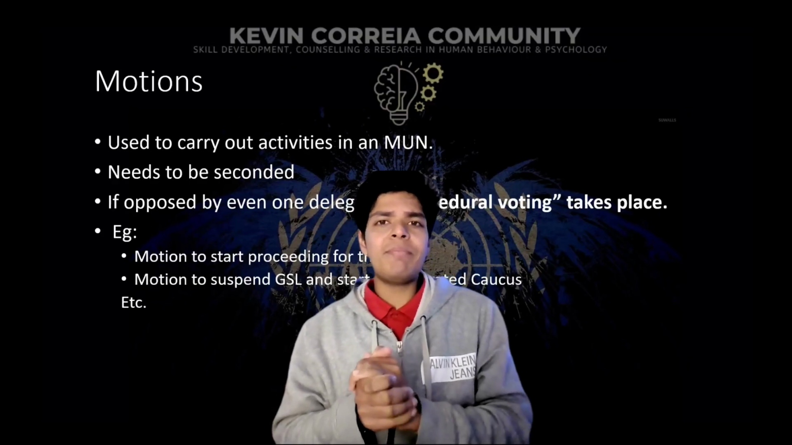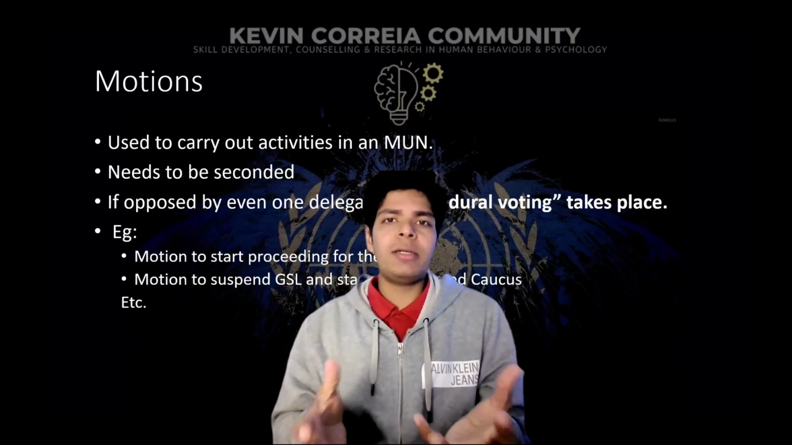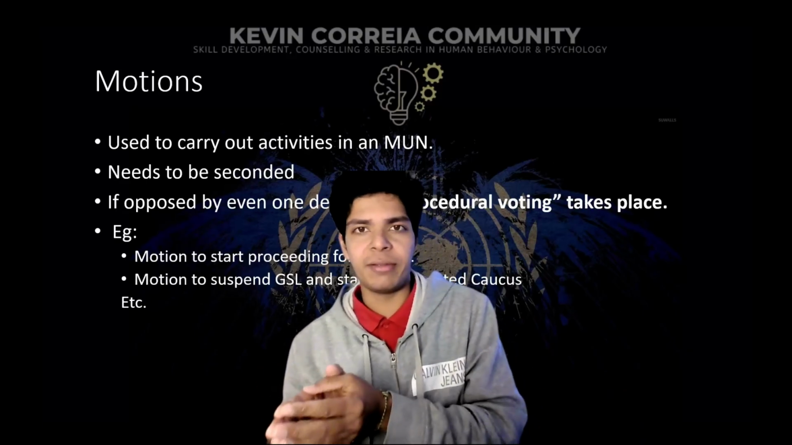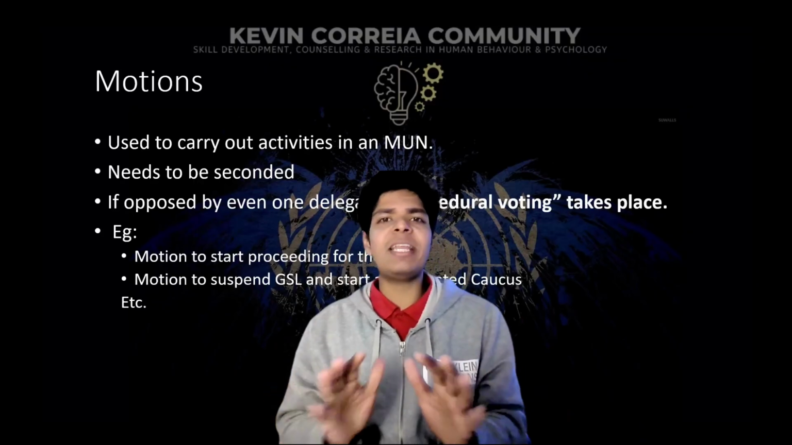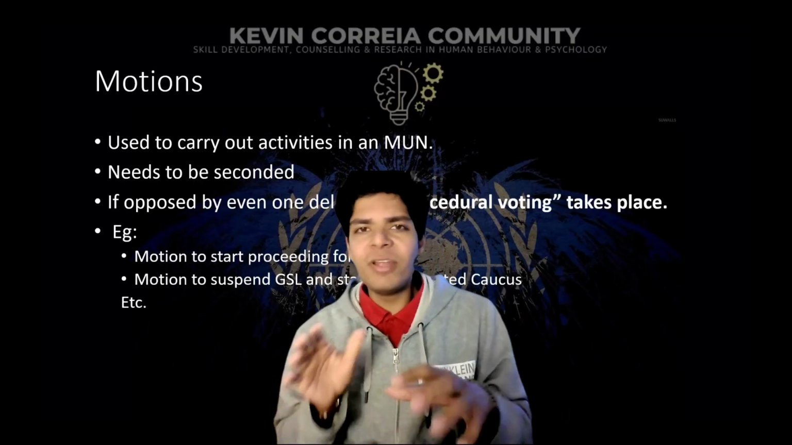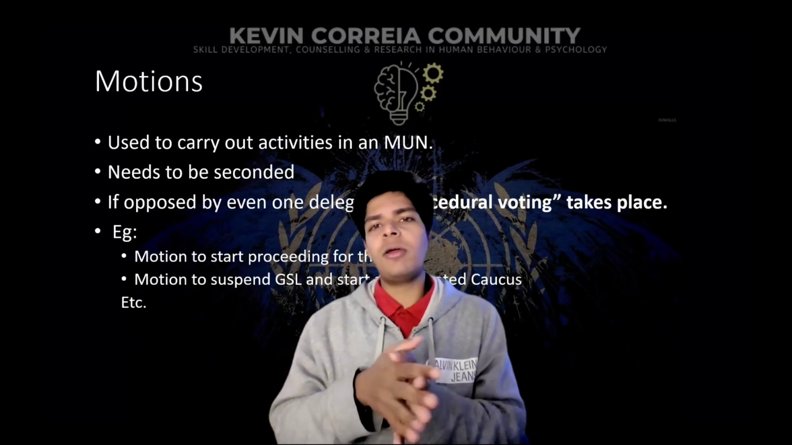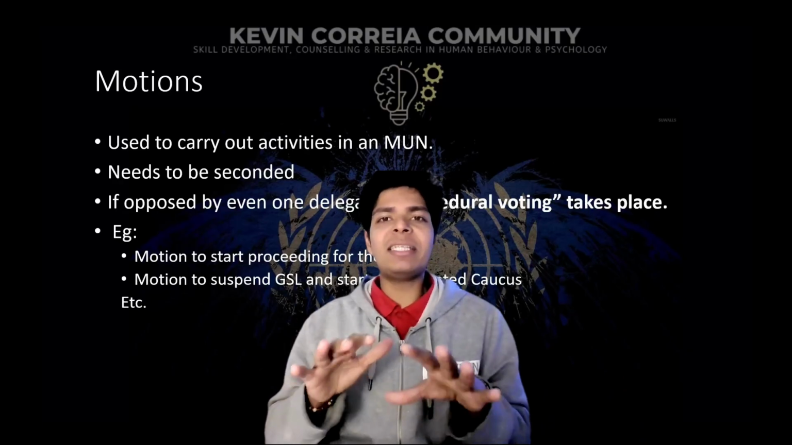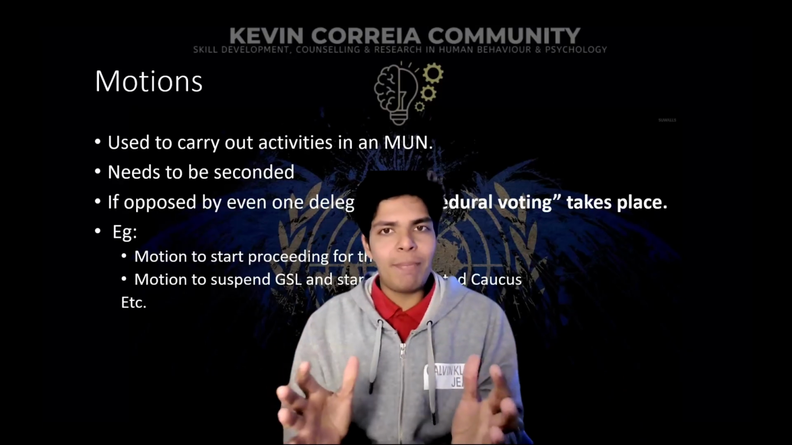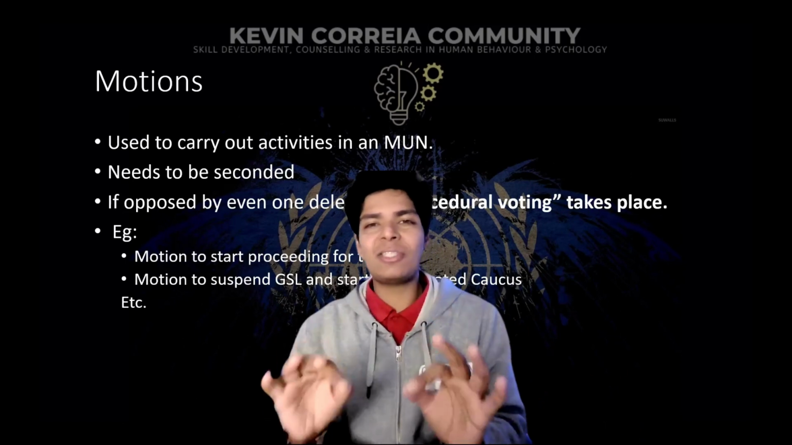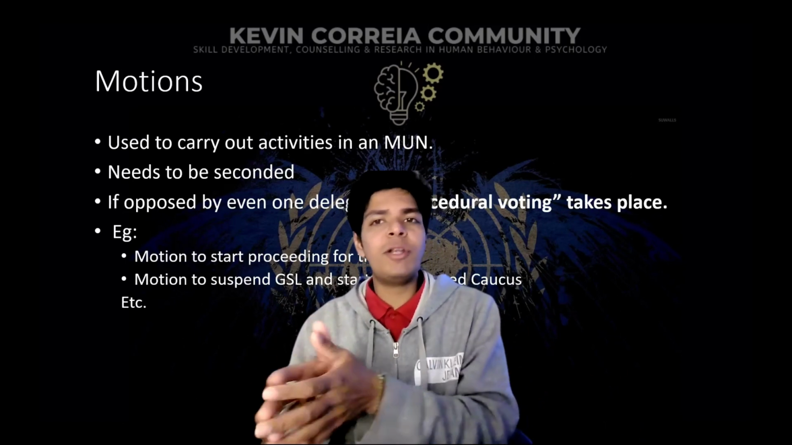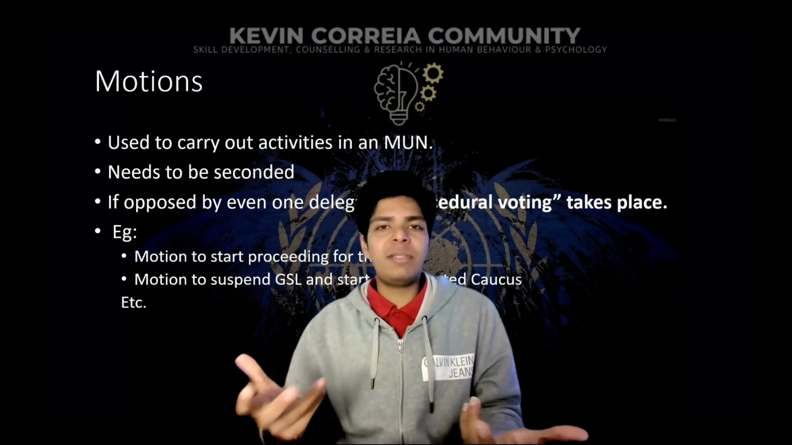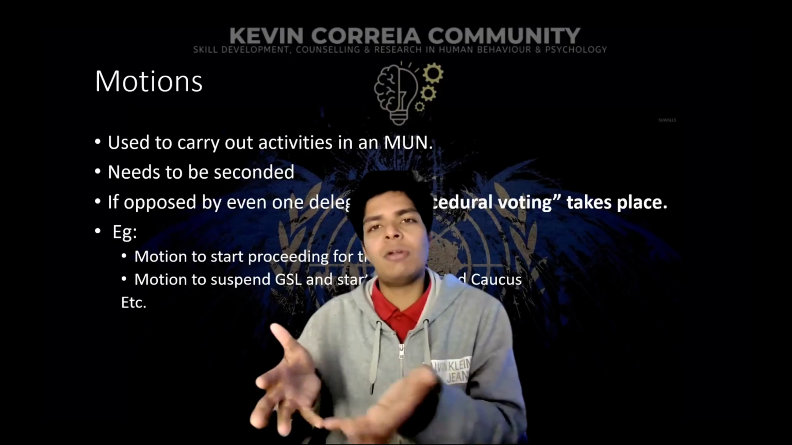Now, let's say a particular motion got seconds as well as oppositions. Then we move into procedural voting. Now, what is procedural voting? It's basically a 50% plus one vote. We'll talk a lot more about it in a video about different types of voting. But let's just say that on every motion, every single delegate has to vote when we move into procedural voting. Okay, so motions can be of different types, and everything that we carry out is through motions.